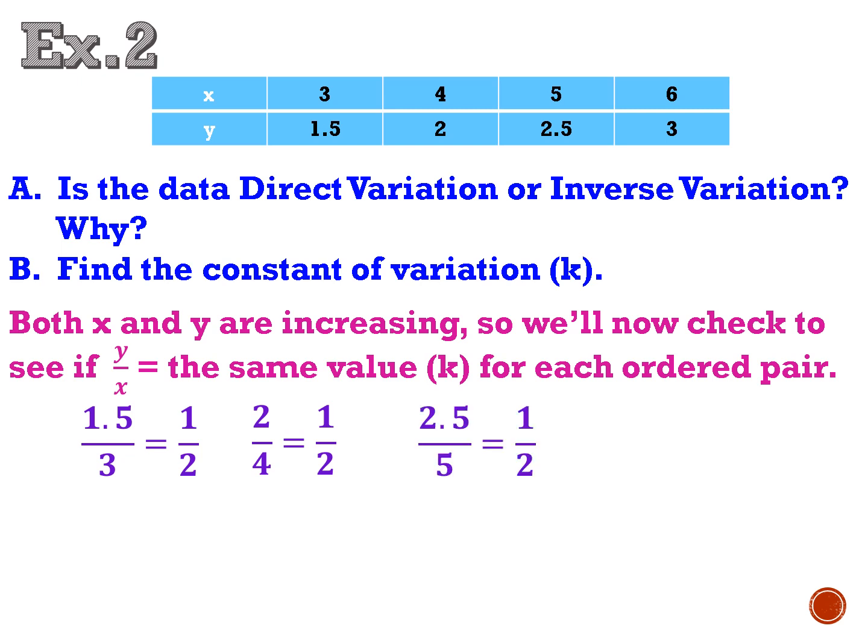The next data point is 2.5 over 5. Well, 2.5 is half of 5, so that's 1/2. And lastly, 3 over 6, 1/2. Well, luckily, they all produce the same value.